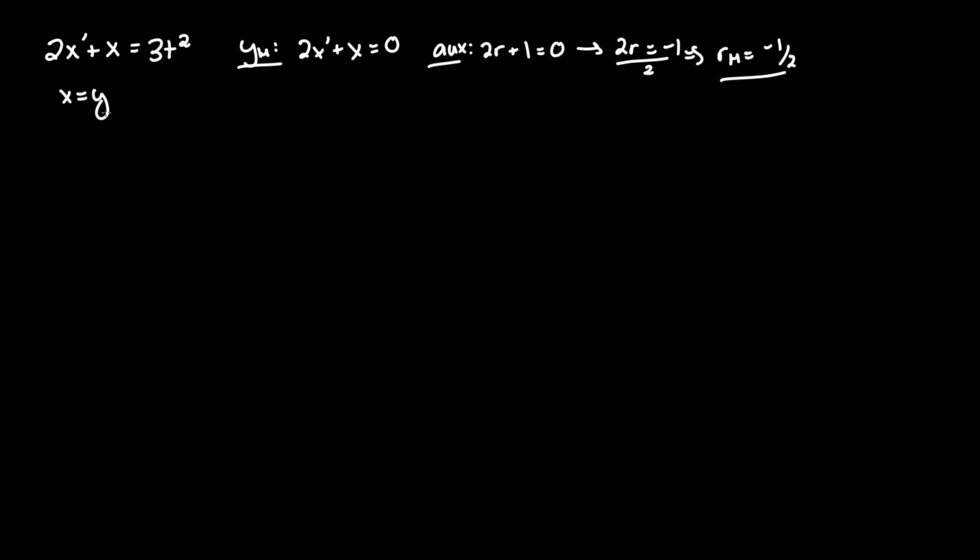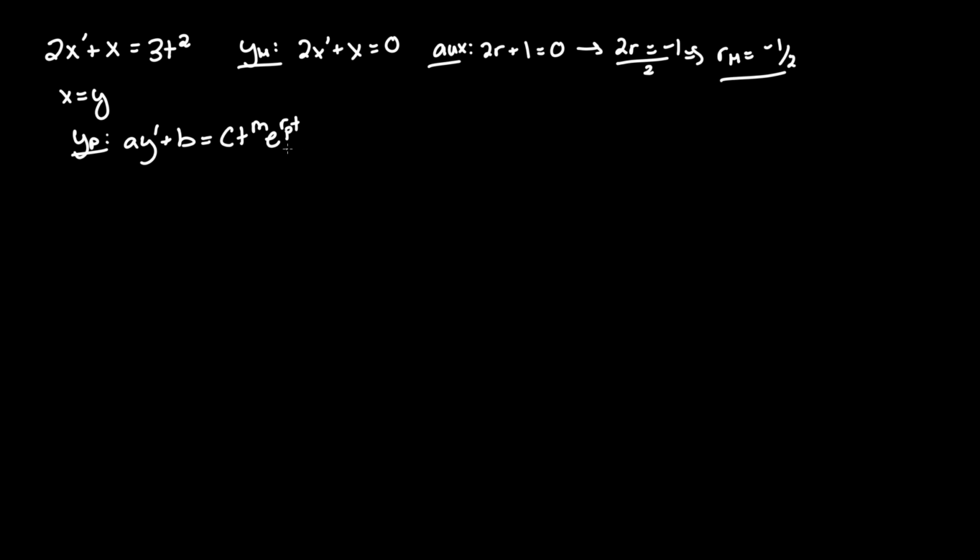because I'm used to using y notation, but you can replace either one. So in this case, the particular solution will have the general format ay prime plus b equal to some constant capital C times t to the m e to the rt, where r in this case is particular solution. It's not the same thing as r homogeneous.